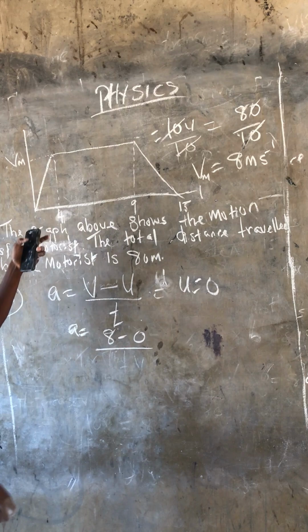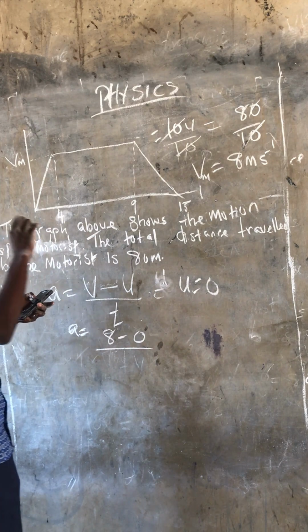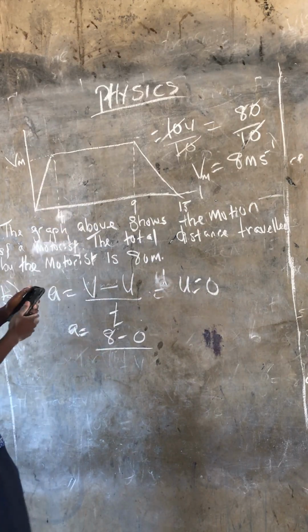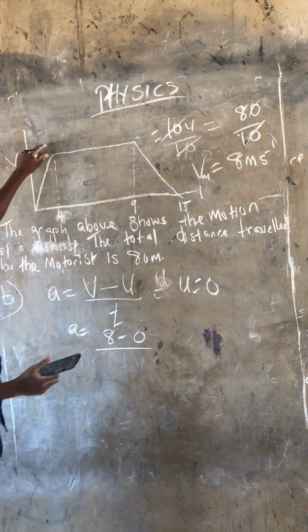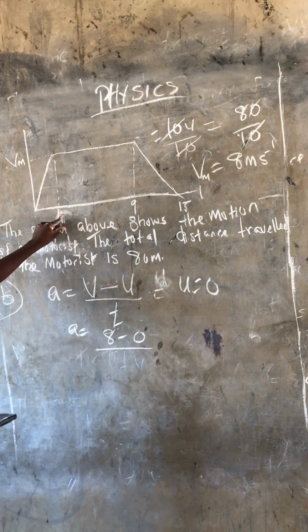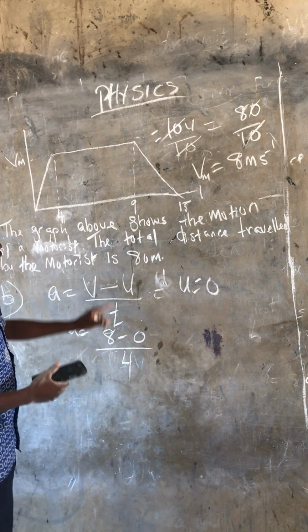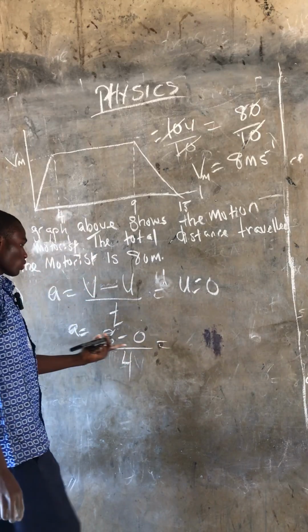What is the time? The question says the uniform acceleration in the first 4 seconds. So the body started from rest to attain the velocity of 8 meters per second at 4 seconds. So in this case, our time, the first 4 seconds, is 4.